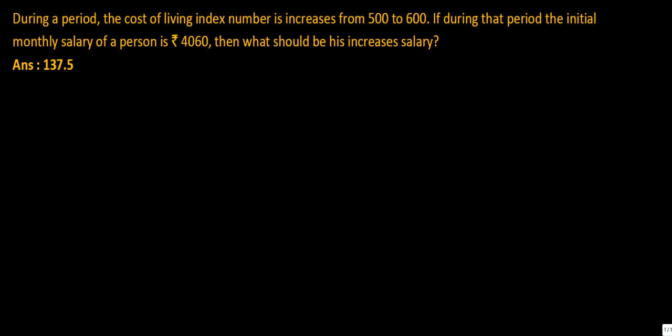Means base year's index number is 500 and current year's index number is 600. If during that period the initial monthly salary of a person, that means salary of base year or base month, is 4060, then what should be the increased salary?